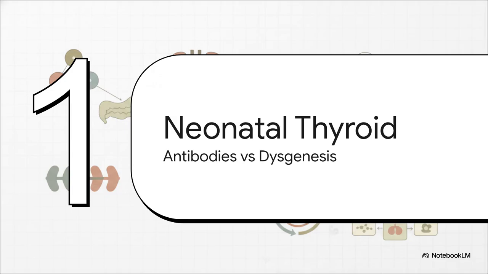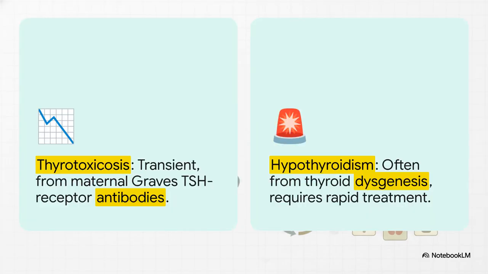Section 4, neonatal thyroid disease. We'll look at maternal antibody transfer versus developmental dysgenesis. Let's contrast neonatal thyrotoxicosis with congenital hypothyroidism. Neonatal thyrotoxicosis happens because maternal TSH receptor antibodies cross the placenta. It causes warm, moist skin, tachycardia, irritability, and poor weight gain in the newborn. The key here is that it resolves on its own as those maternal antibodies clear out. You just treat symptomatically with methimazole and a beta blocker if needed.